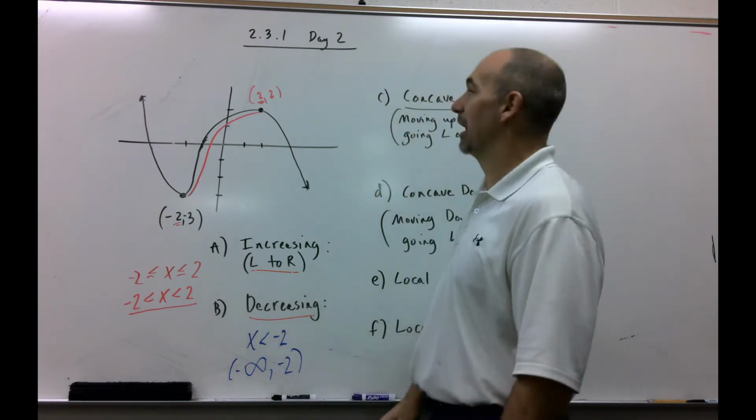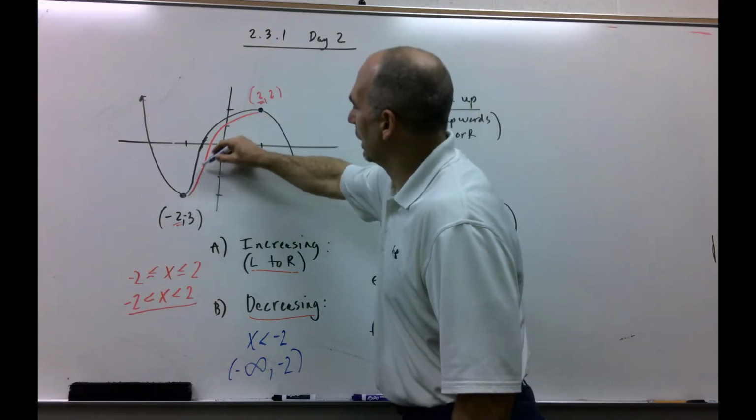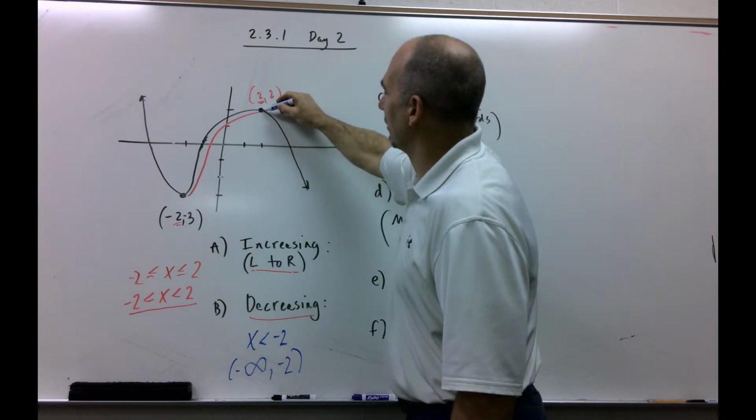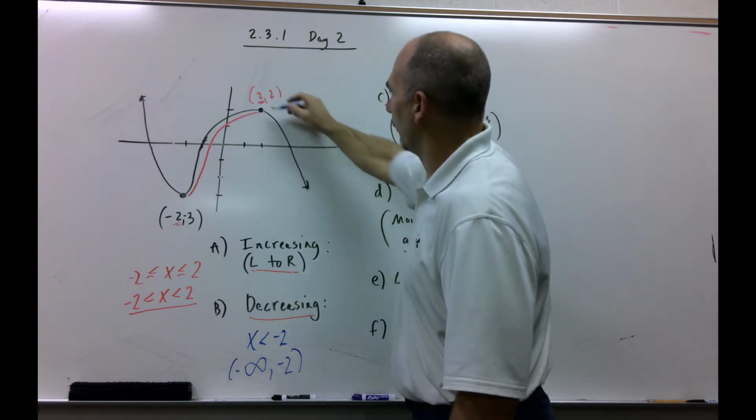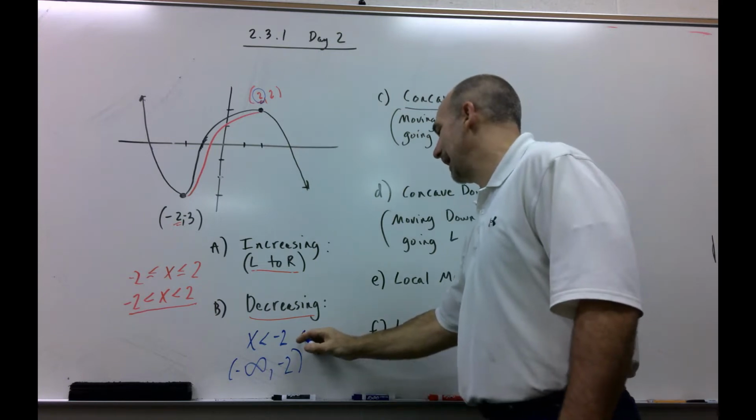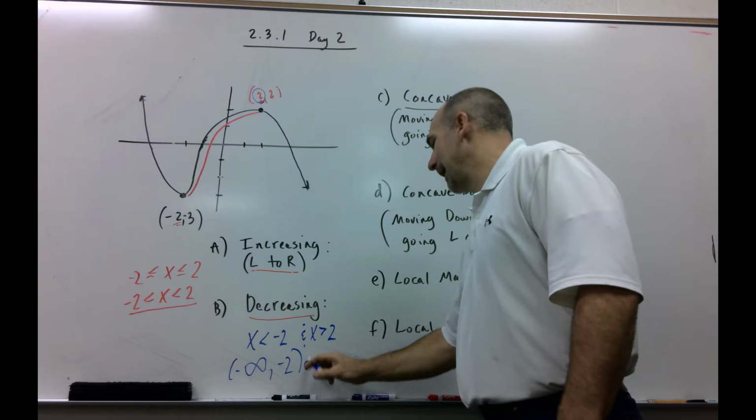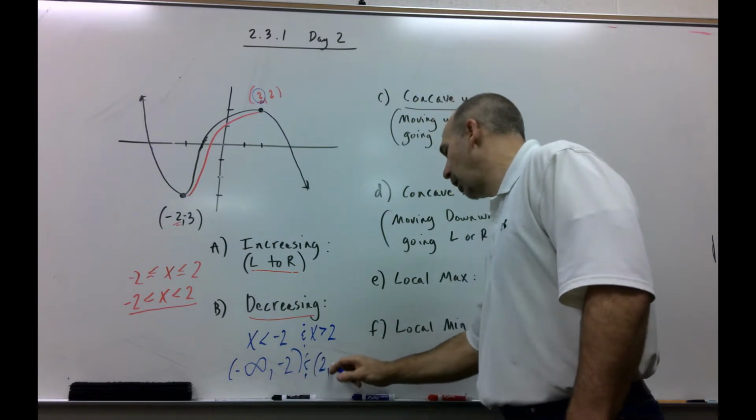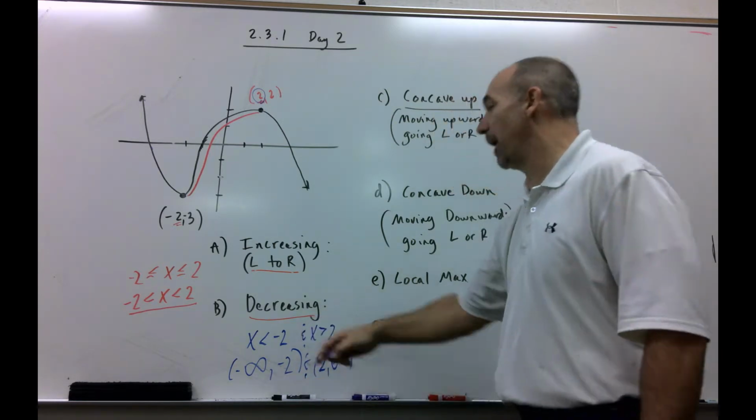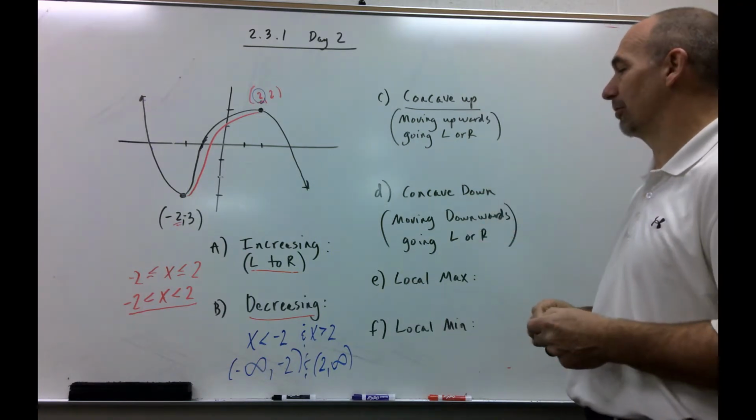But that's not the only place. So I'd get to here, then I'd go increasing, get to that point there, and it'd start going down again. So from 2 all the way to infinity, so they'd say x is greater than 2, or 2 all the way to infinity. Either way is fine. You should know how to use both of those notations.